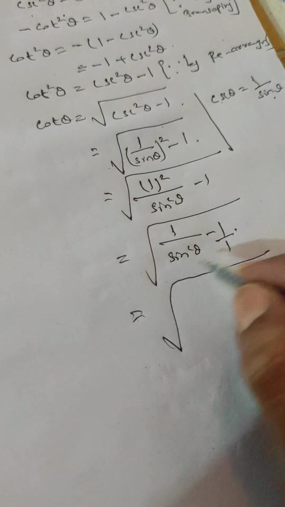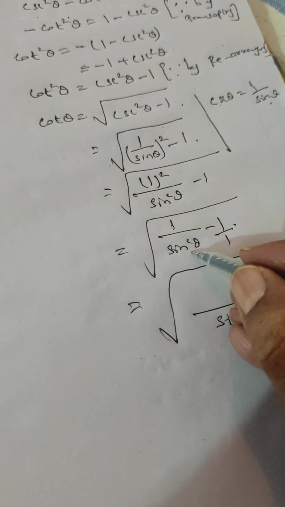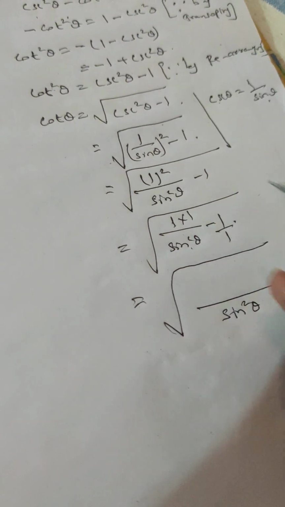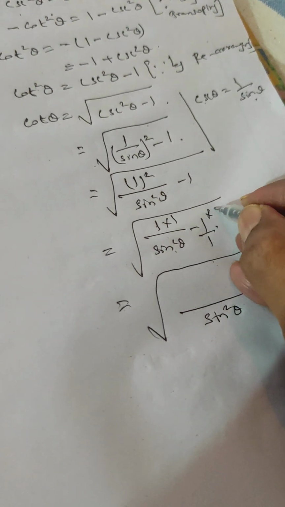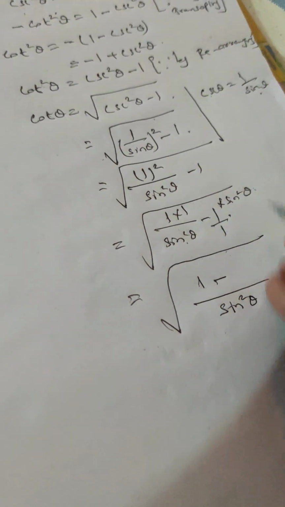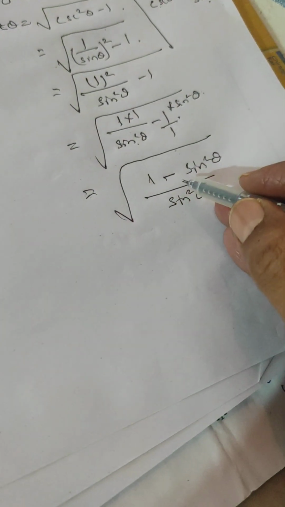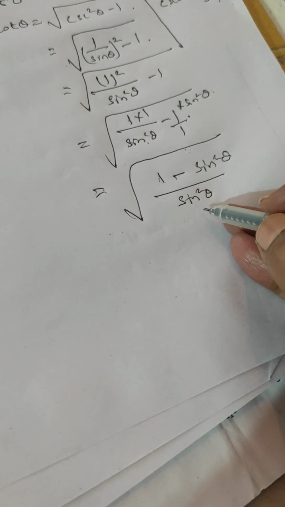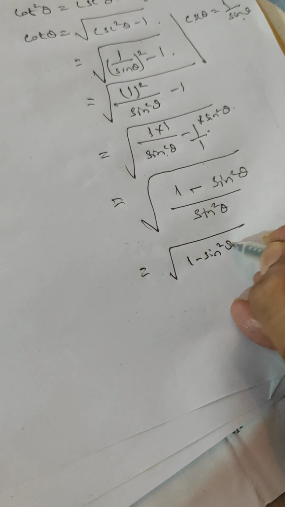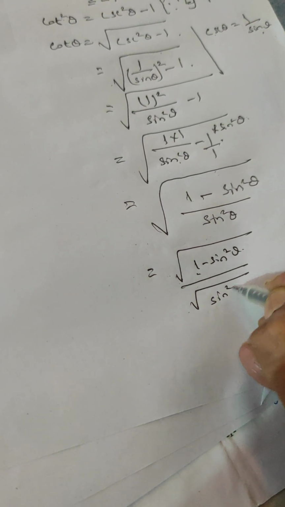What is the LCM of sin square theta and 1? You will take the LCM as sin square theta. Sin square theta goes 1 time into sin square theta, and 1 goes sin square theta times. So 1 once is 1, minus 1 into sin square theta is sin square theta. Now the root is for the numerator as well as the denominator, so you can separate it as under root of 1 minus sin square theta by under root of sin square theta.